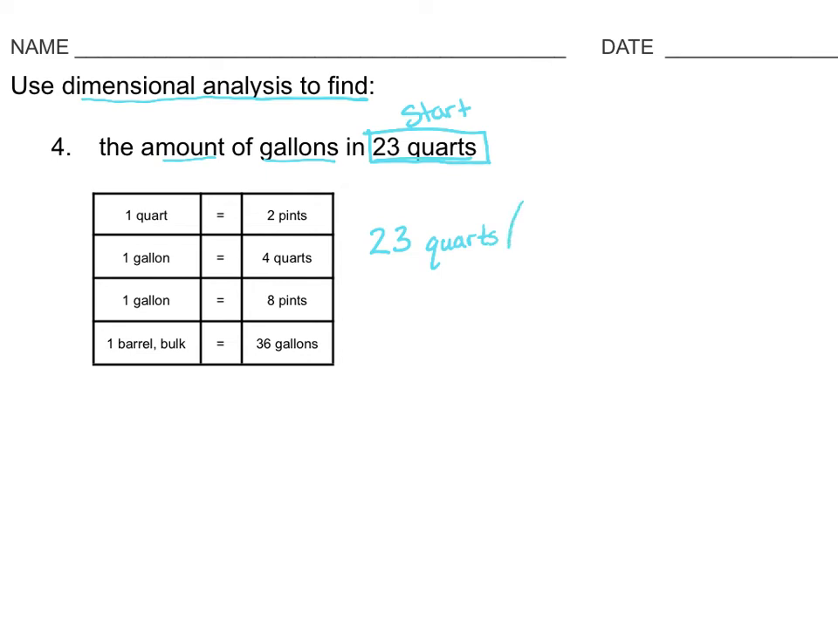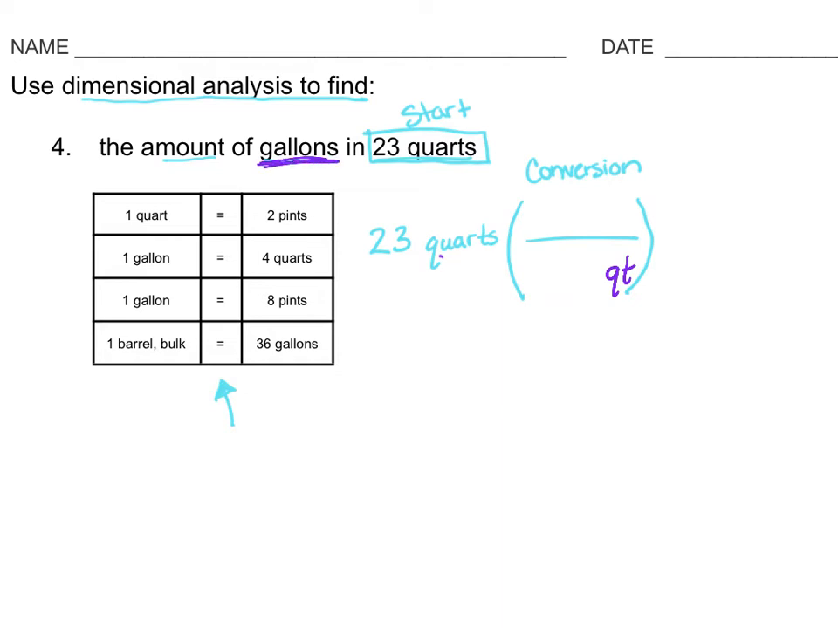Then I want to use dimensional analysis, so I'm going to multiply by, this is your conversion. We get this information from our table that will be provided. So I want to get rid of quarts, so that means I need to put quarts on the bottom. So let's look at our conversion chart, and we're trying to get gallons.